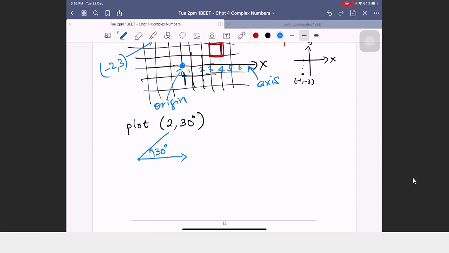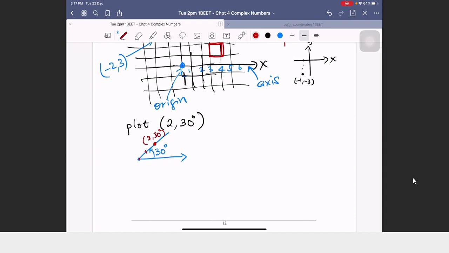And then from the pole, you just need to measure a 2 unit distance. You just need to make sure that whatever measurement you use is the same. This is just a rough sketch. It doesn't have to be exact. No need to get a ruler and measure 1 centimeter for 1 unit. Just to be consistent, from the pole here, measure 2 units. Assuming this is 1, this is 2. So that is your (2, 30 degrees).